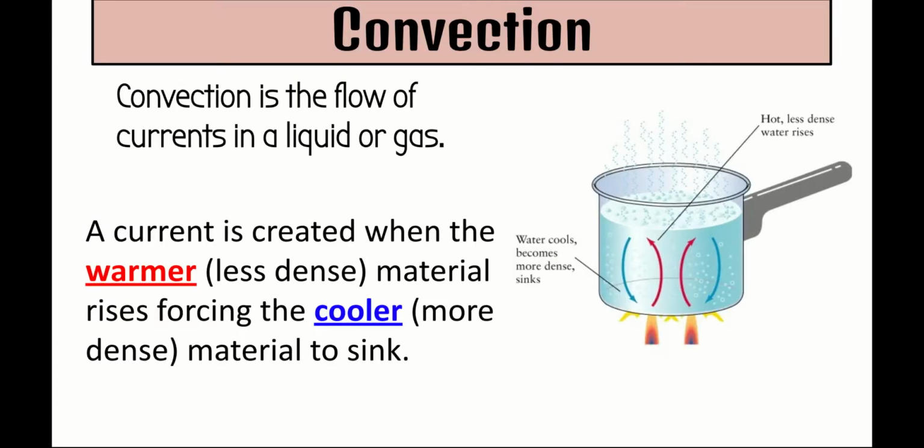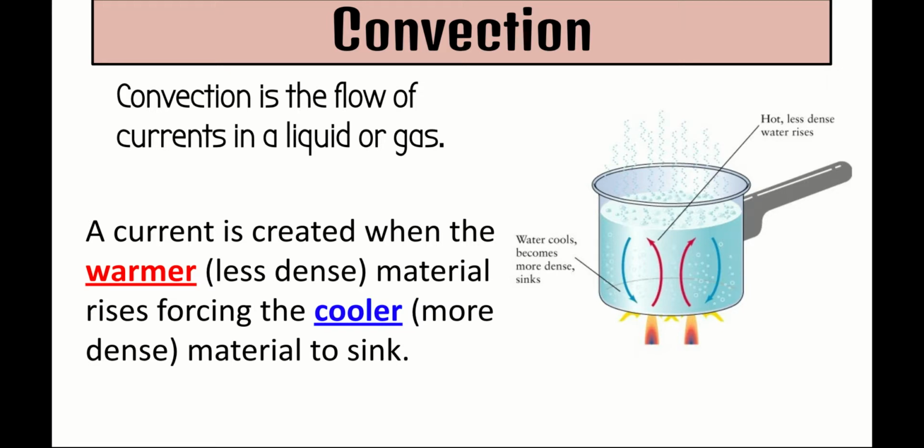Let's look at convection. Convection is going to be the flow of currents in a liquid or a gas. And you get these currents when you actually heat up a material. What this is going to do is cause the warmer, less dense material to rise, and then the cooler, more dense material is going to sink.